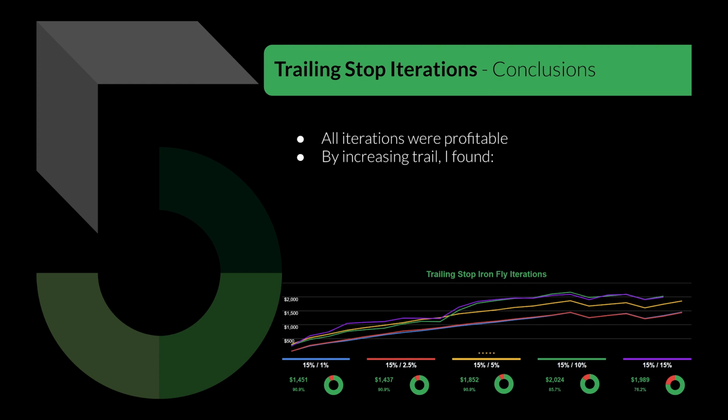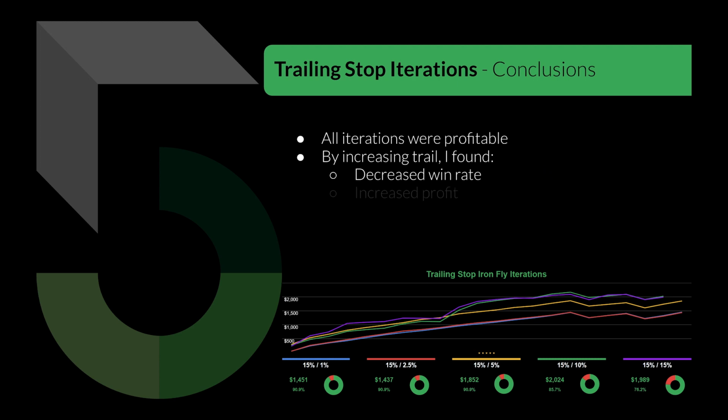As I increased the trailing stop percentage, I found that there was a decreased win rate. If you look down here at the bottom, at the blue iteration, the 1% trail, 90% win rate. And then it goes to 90.9% win rate. Then 2.5, 90.9, the 5%, 90.9. Jump up to 10%, it goes down to 85.7. And with a 15% trail, it goes down to 76.2. So as the trail increased, the win rate decreased. And that's what you can see in the bottom donut charts. It just has a visual representation of the wins to losses.